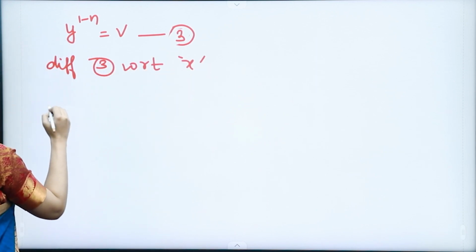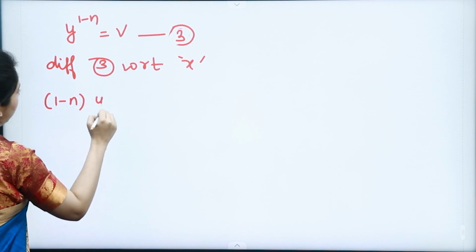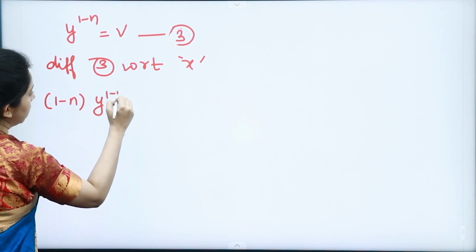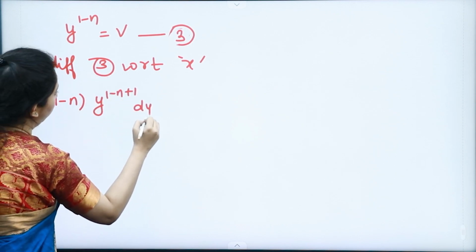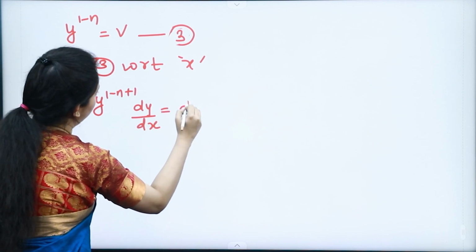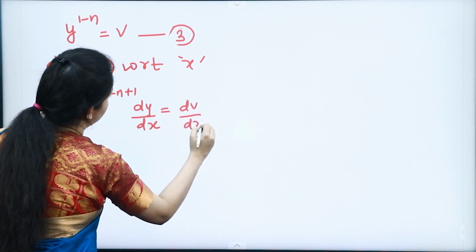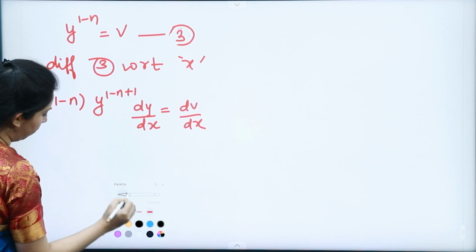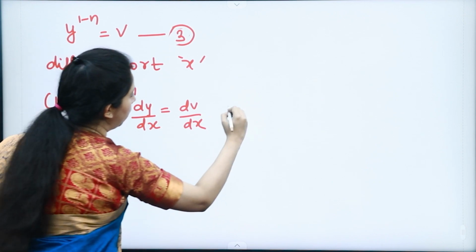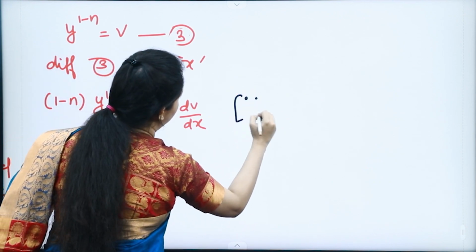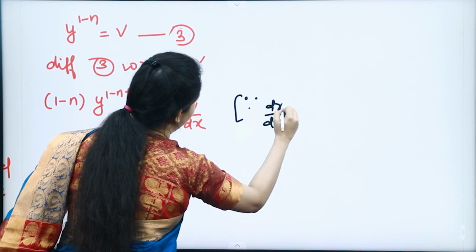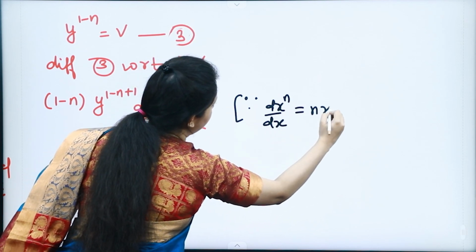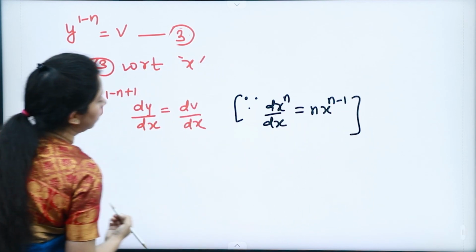So, what we will get? We will get (1 minus n) y raised to the power 1 minus n minus 1, dy over dx, is equal to dv over dx. So, what formula are we using here for the left hand side? We are using the formula of d by dx of x raised to the power n, that is n x raised to the power n minus 1. Here we are using this formula.